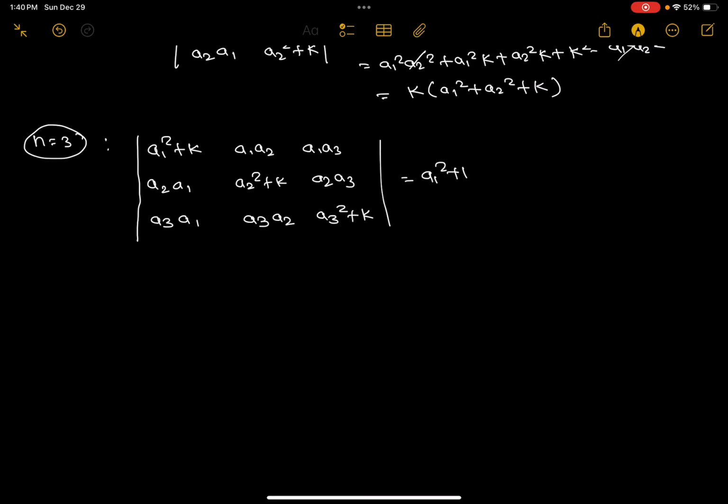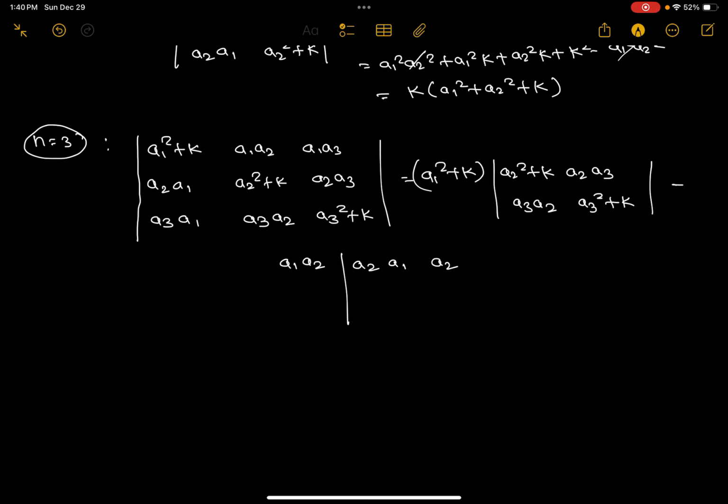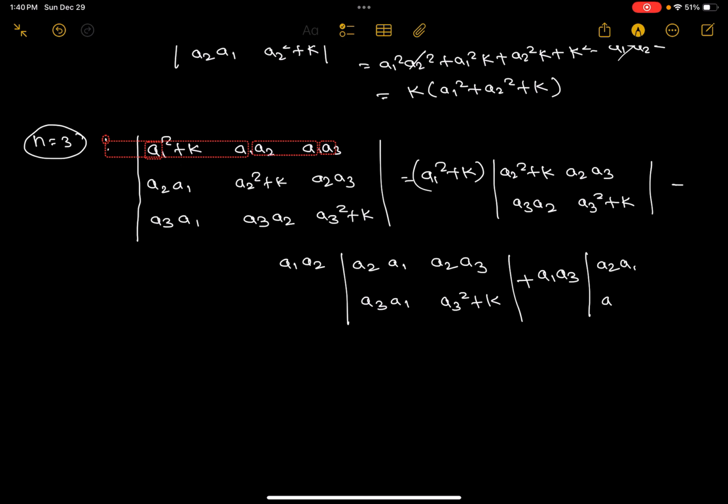So A1 square plus K times the determinant of A2 square plus K, A2 A3, A3 A2, A3 square plus K, right? And then there's a negative sign, and then A1 A2 times the determinant of, I just cancel the row and column in which A1 A2 lies. So A2 A1, A2 A3, A3 A1, A3 square plus K, right? And then plus A1 A3, the last element, times the determinant of this, which will be A2 A1. I just cancel the row and column in which A1 A3 lies. So A2 A1, A3 A1, A2 square plus K, A3 A2.